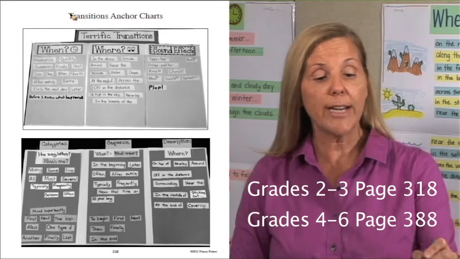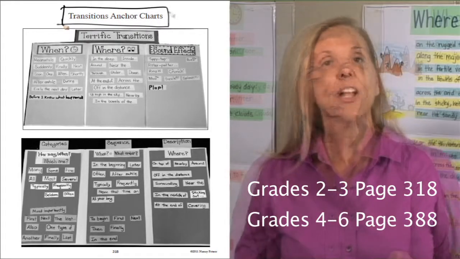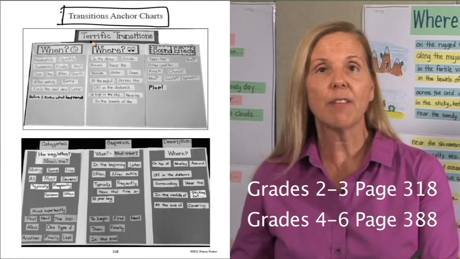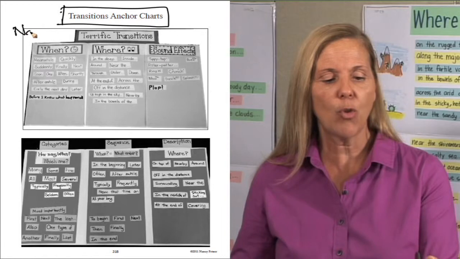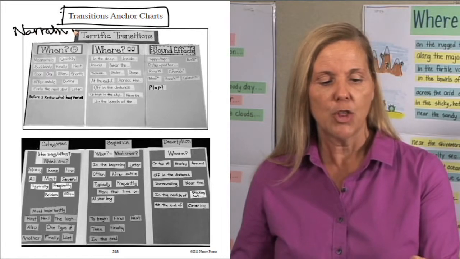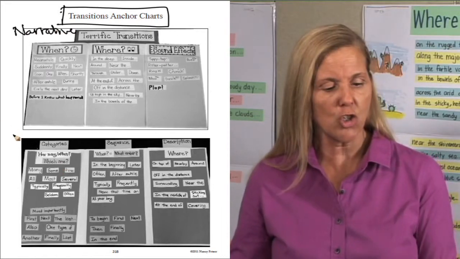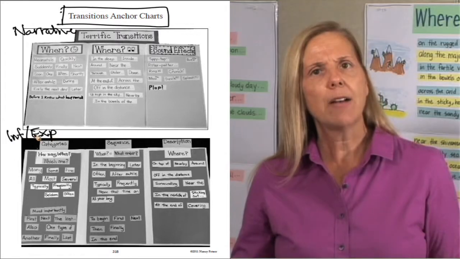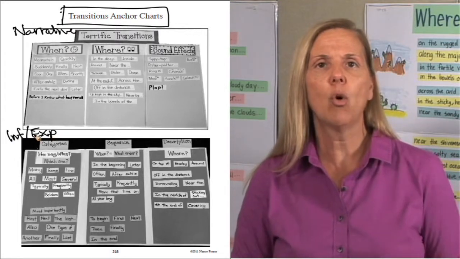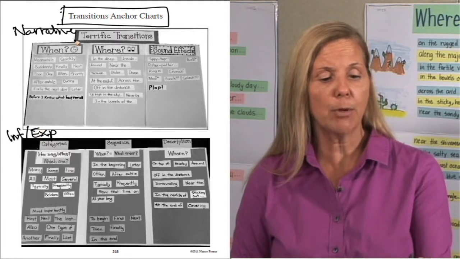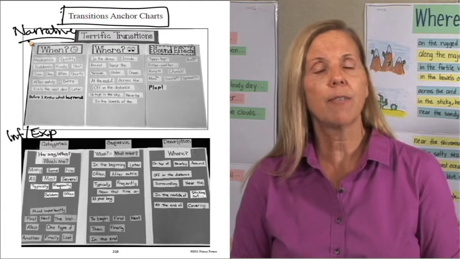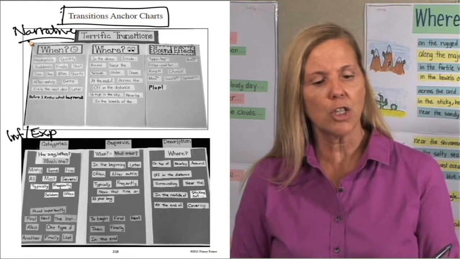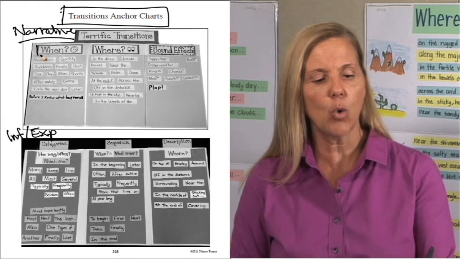We have transition anchor charts. Notice there's 2 transition anchor charts. The purpose of this top chart are transitions for narratives. The purpose for the bottom transition chart is for informative explanatory writing. So we have our purpose, what the chart is for. So if I'm writing narratives, I would look at this chart if I was trying to figure out a transition. How do I organize the transitions? I'm organizing it in categories.